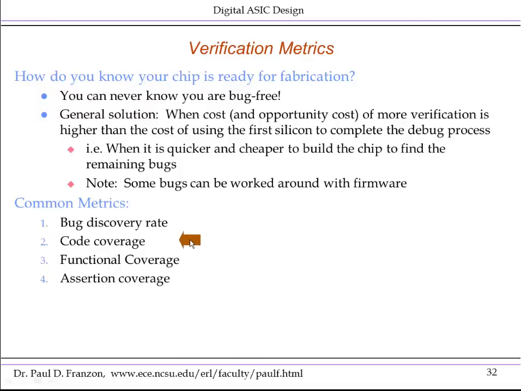Code coverage is important. We talked about this earlier. How many lines have been executed? You at least want that. And if possible, you want a large percentage of the branches executed in it as well. Functional coverage. Do the intended functions that you must have actually run on the design?